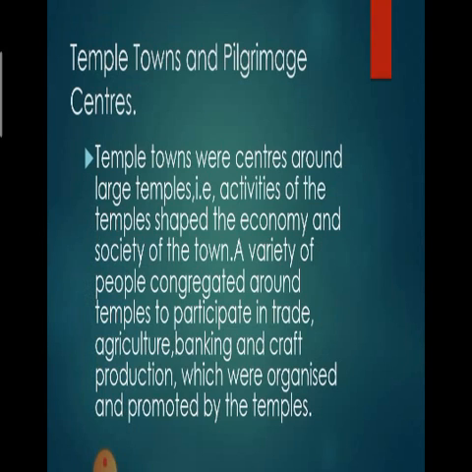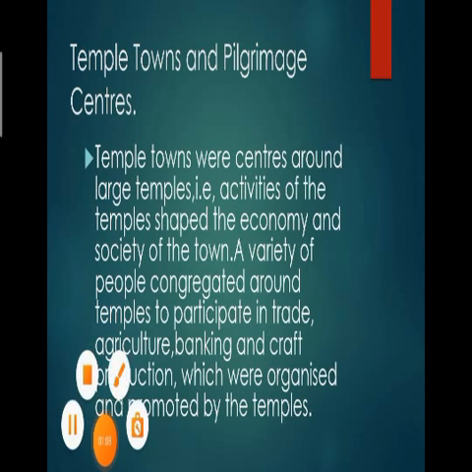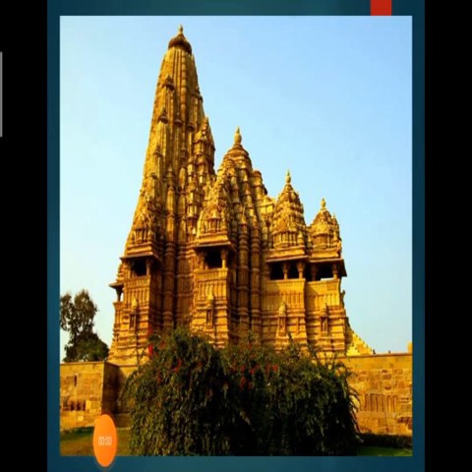Next is temple towns and pilgrimage centers. Temple towns were centered around large temples, which shaped the activities of the people. Temples shaped the economy and society of the town. A variety of people congregated around temples to participate in trade, agriculture, banking and craft production, which were organized and promoted by the temples. Important temple towns of the medieval period were Tirupati, Somnath, Madurai, Ajmer, Banaras, Mathura and Nasik.